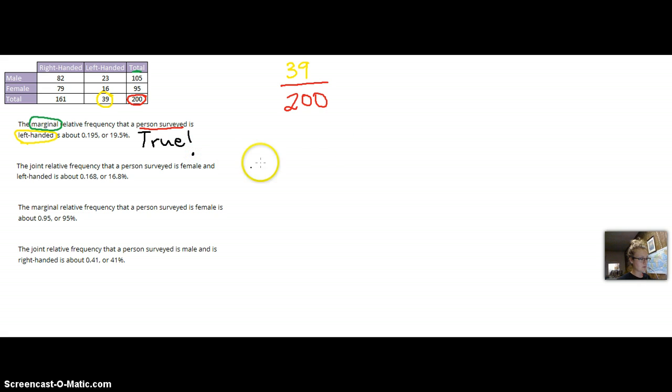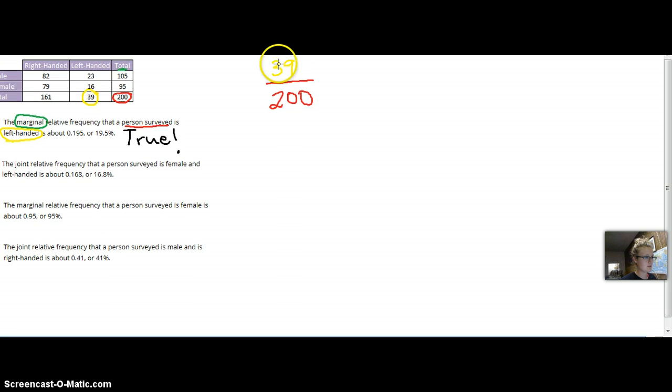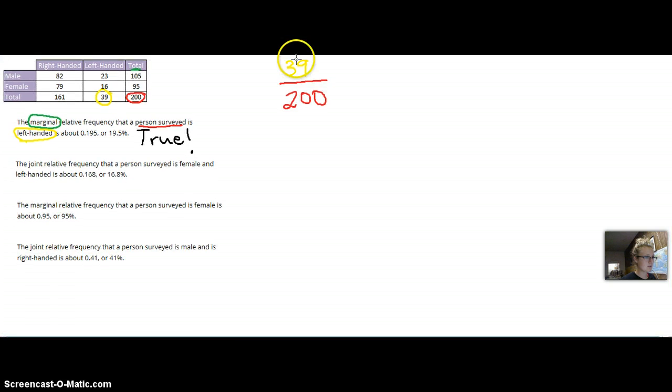Okay, now we're on to the next question, and I should probably erase this work here. Okay, so let's select this and delete it. Now this says the joint relative frequency that a person surveyed is female and left-handed is about 16.8%.